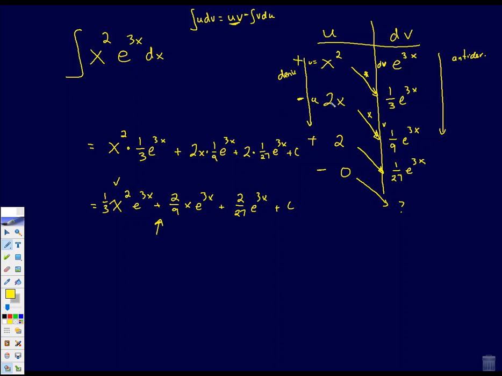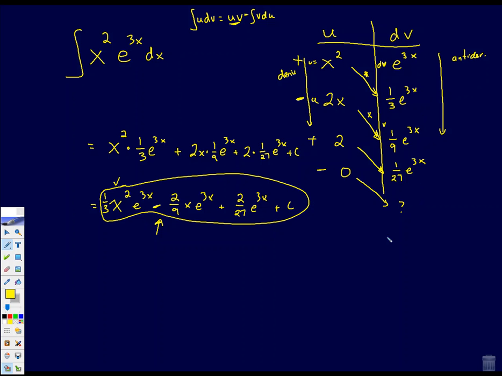The next one had 2x times 1/9 e to the 3x, but that one now has a sign change in it, so we're going to change this to a minus. The next one stays, and if there were more, we just keep flip-flopping the signs. But now I have the right answer.